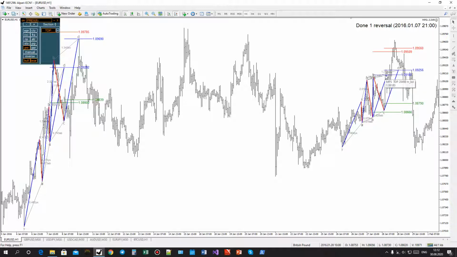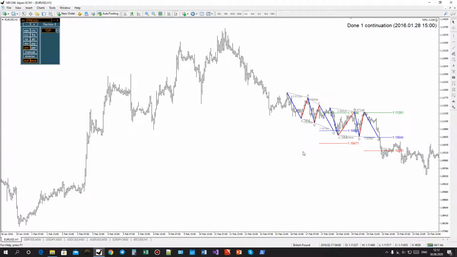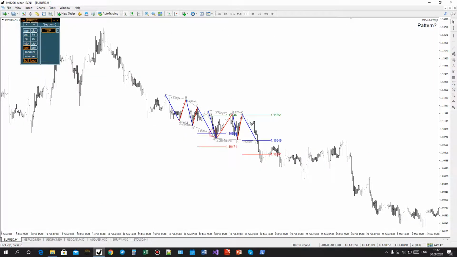The first one, it undershoots the entry, but then it completes the pattern. And the second one also completes the pattern, both losers. This one is a win. The second one is a loss.